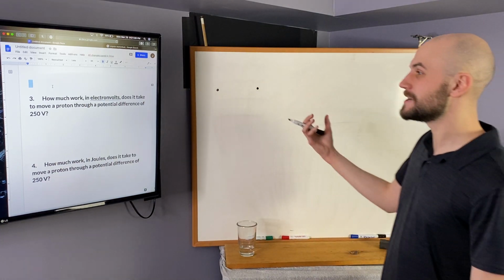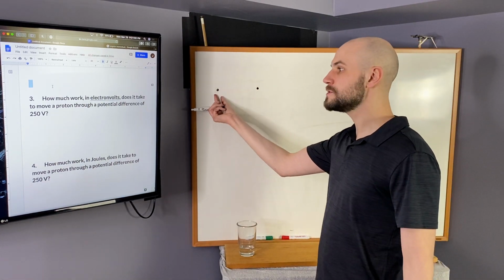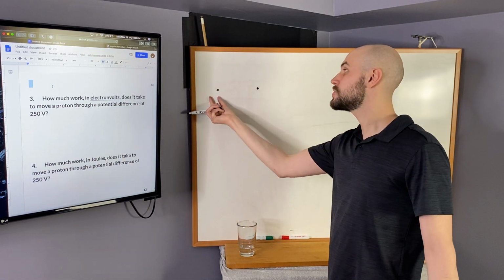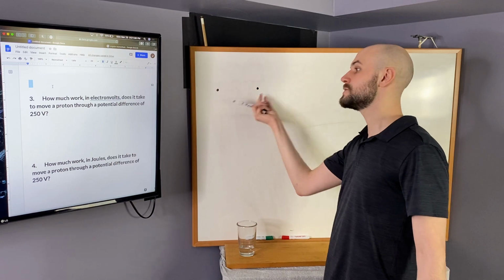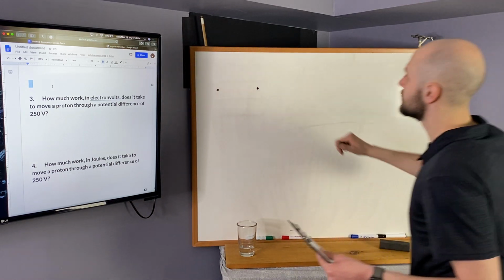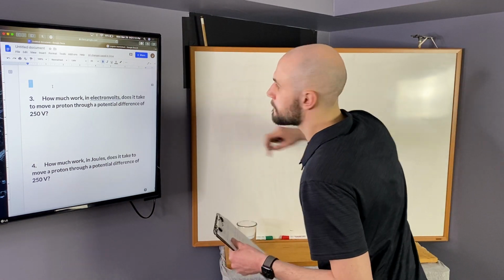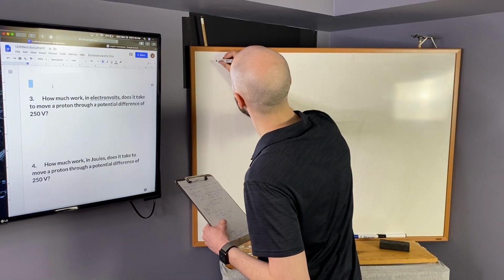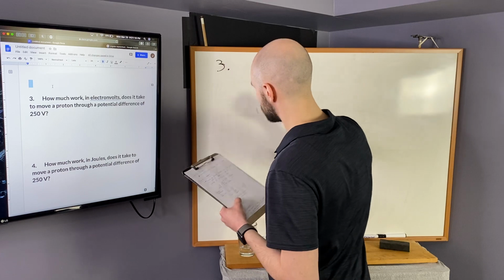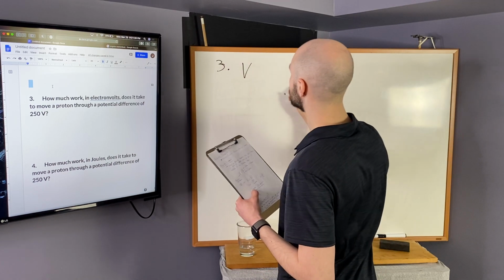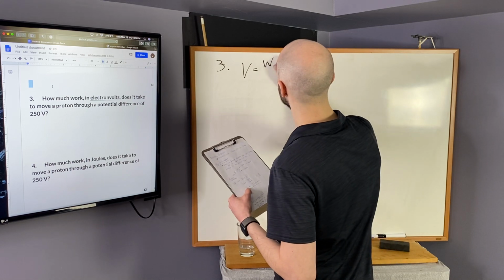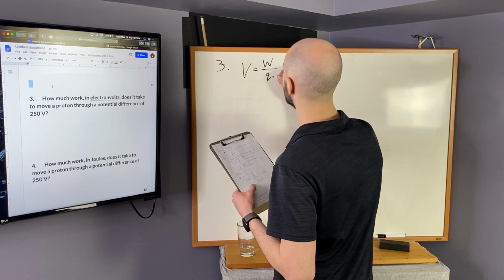And again, to reiterate, this 250 volts between, let's say, point A and B is a property of the location. It doesn't matter what charge, the potential difference between these 2 points is always 250 volts. So, for number 3, we know potential difference V is equal to W over Q.